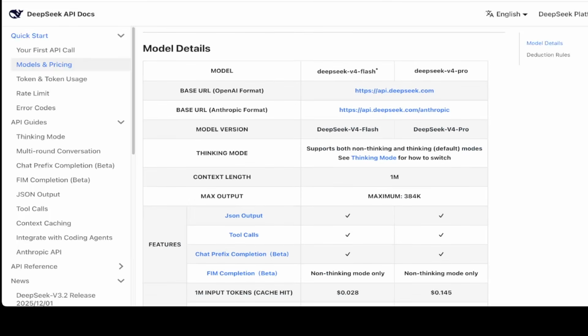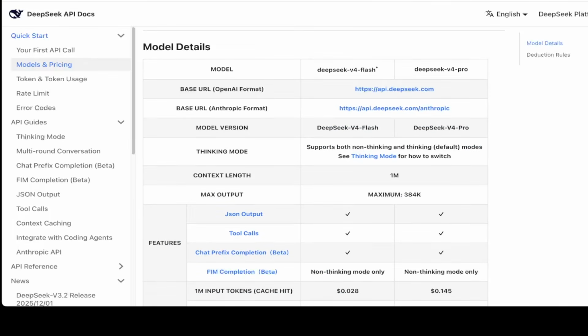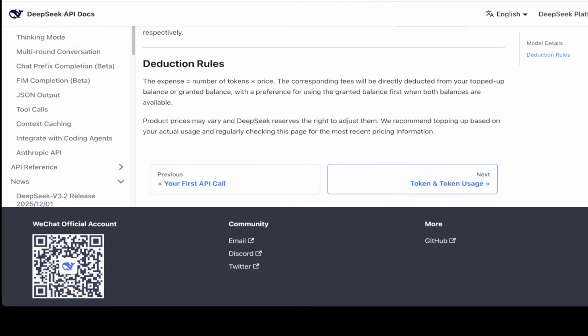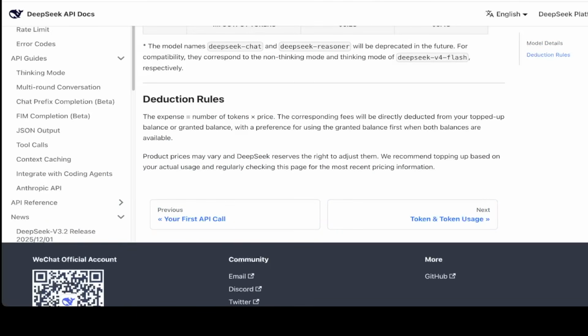And also, if you look at the token pricing, DeepSeek V4 has Flash and Pro pricing. The Flash is a lot cheaper. The Pro is a lot more expensive, in fact. So that's it. Hopefully this is helpful.